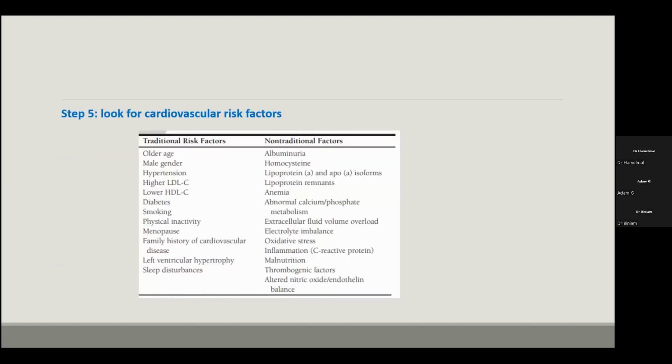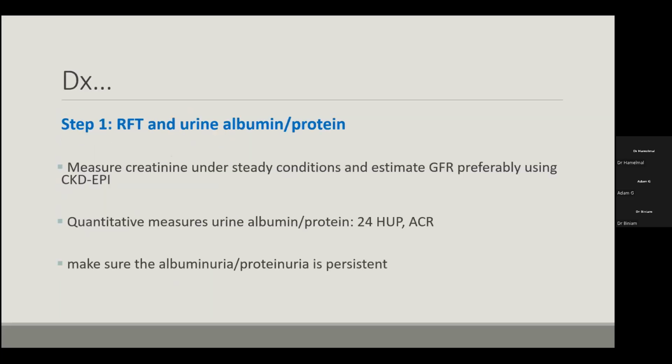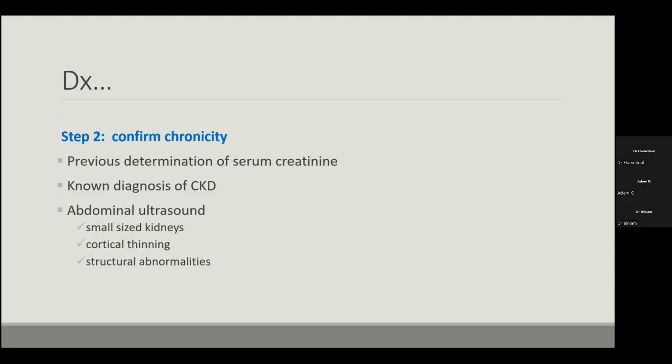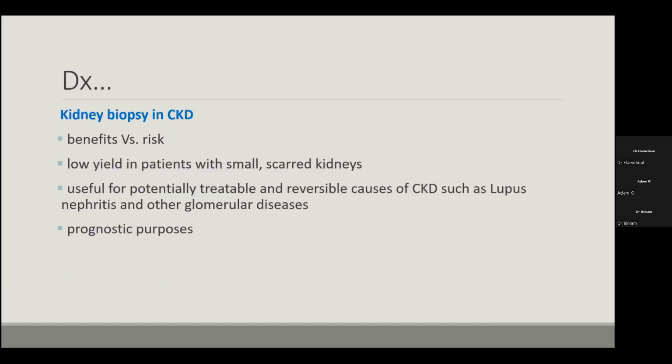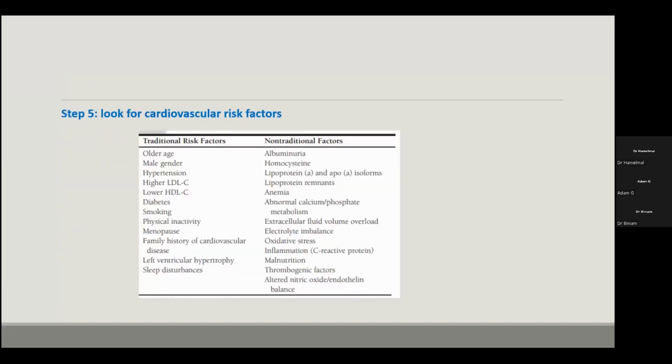Cardiac evaluation is very important. So that would be the next step. First, to summarize, renal function test and urine albumin, we confirm chronicity, look for causes or risk factors. This may not always be essential or cost effective, and search for complications and look for cardiovascular risk factors. CKD is one of the well-recognized risk factors for cardiovascular mortality. So at least we should screen patients for hypertension. Most patients with CKD will have hypertension. Usually it's not feasible to know whether hypertension or CKD came first.